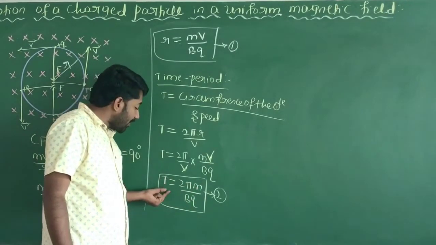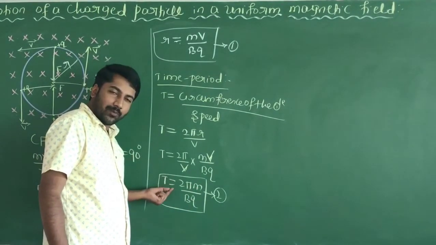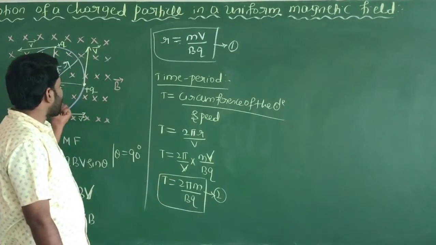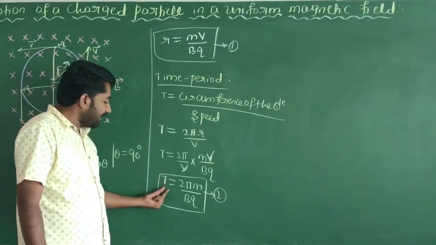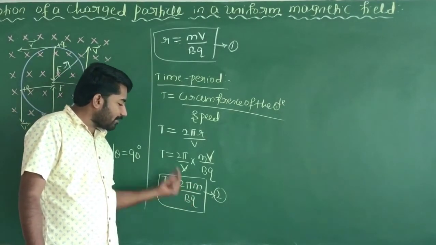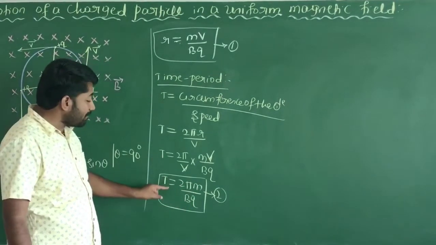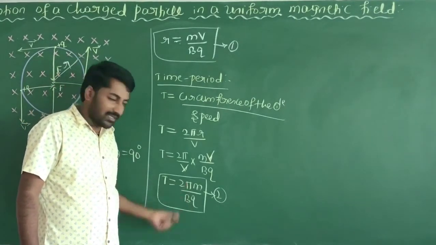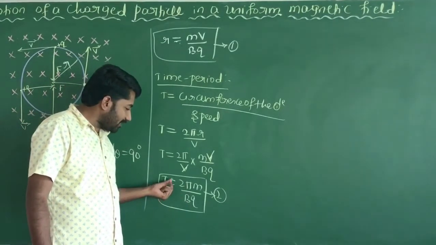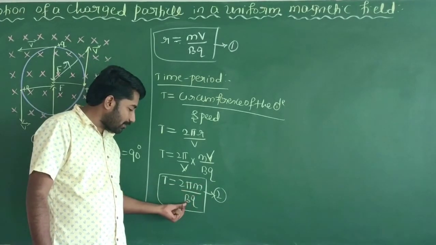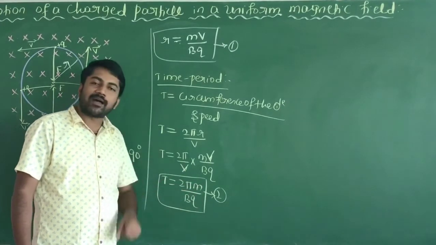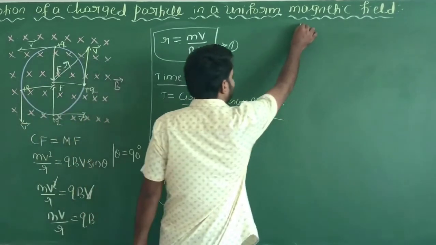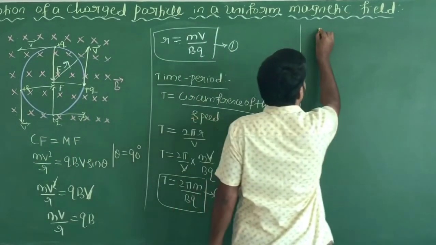This is the time period of the charged particle when it moves perpendicular to the direction of the magnetic field in the region of uniform magnetic field. T is equal to 2 pi m divided by bq. The time period is independent of its speed and radius. It depends on mass: the time period is directly proportional to mass and inversely proportional to the magnetic field and the magnitude of the charge. Using this time period equation, we can calculate the frequency.